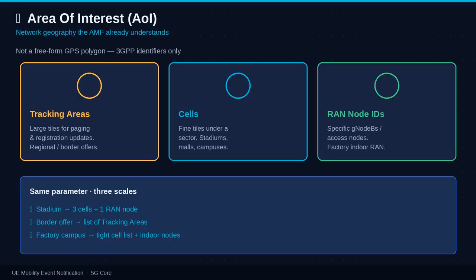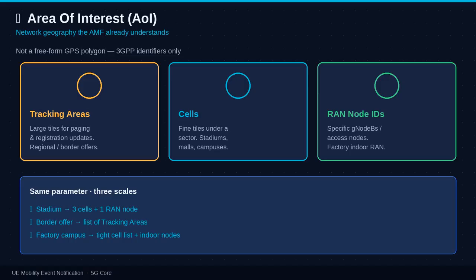Parameter 2 is the star of the show. Area of interest, often shortened to AOI. An area of interest specifies a geographical area inside the 3GPP system. It is not a free-form GPS polygon pasted into the core.